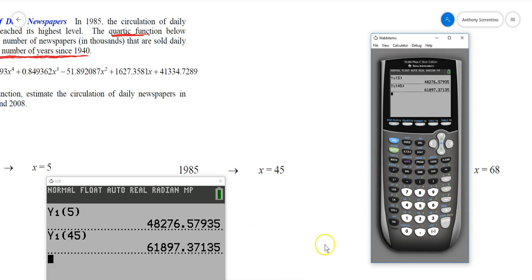And then lastly, when I look at x equaling 68, which I see is over here, which corresponds to 2008, again, I can just replace this with a 68. And as I mentioned, I expected it to go back down again. It did, which means this would be 48,836,000 readers approximately, with this newspaper at that time.